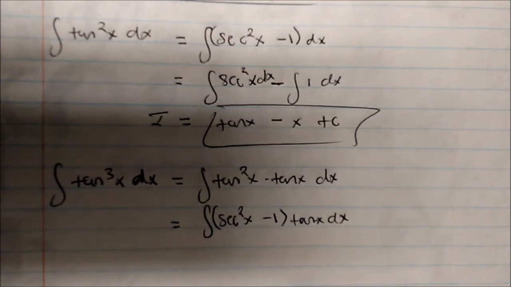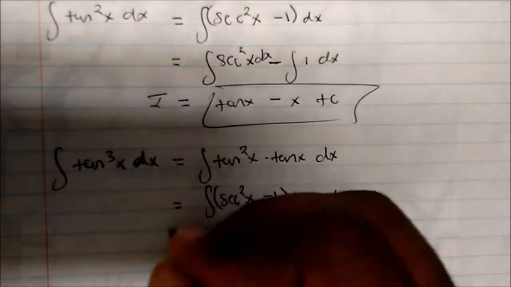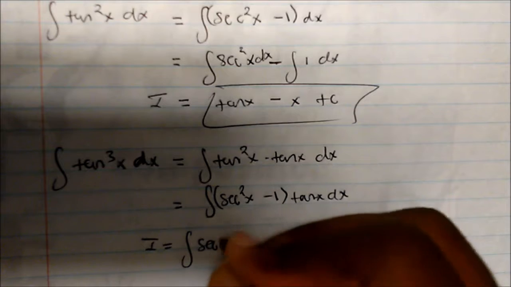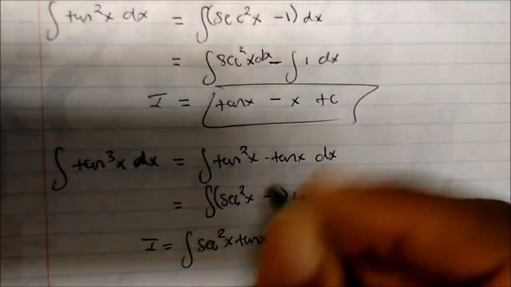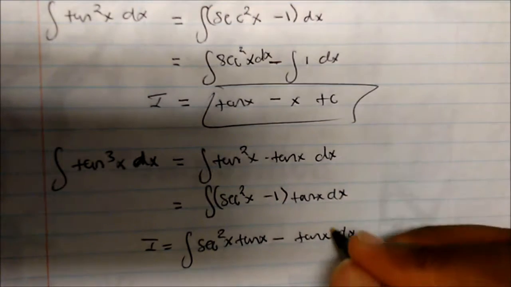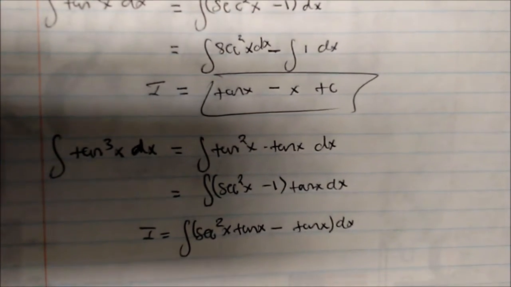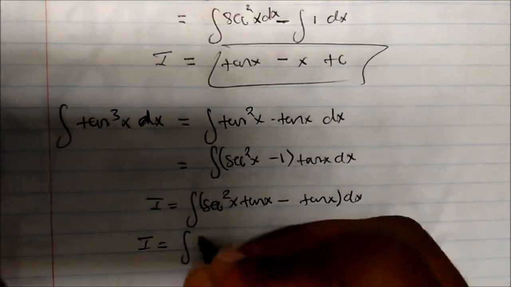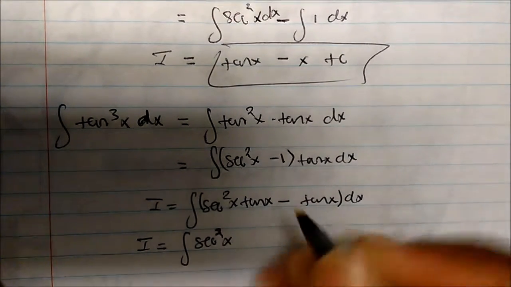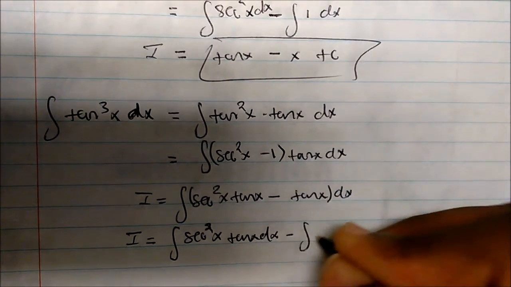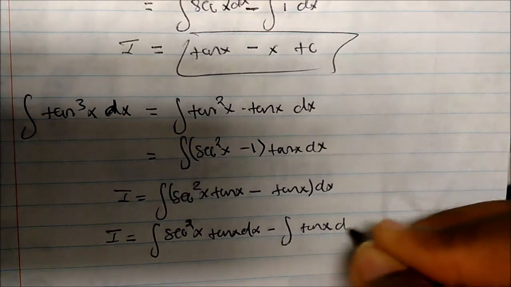Now I can just distribute. When I distribute my tangent to both, my integral becomes secant squared of x times tangent of x minus tangent of x dx. Now, if you look at this, I could split my integrals up. So this becomes the integral of secant squared of x times tangent of x dx minus the integral of tangent of x dx.